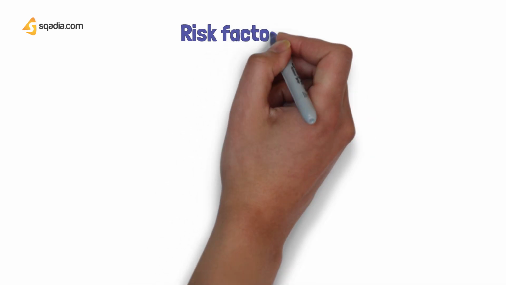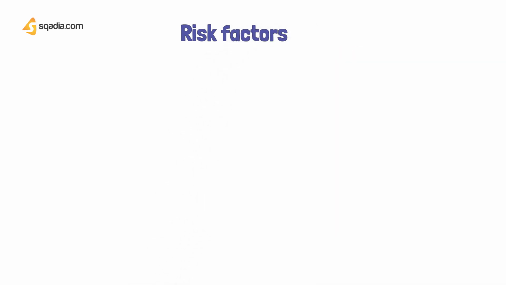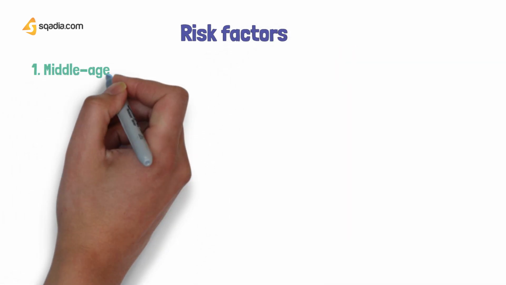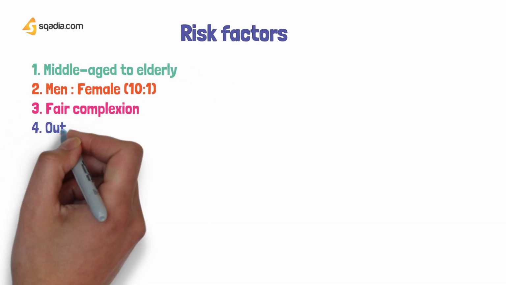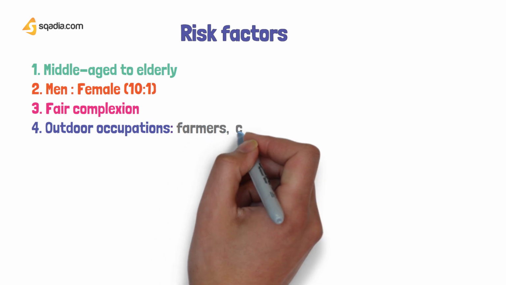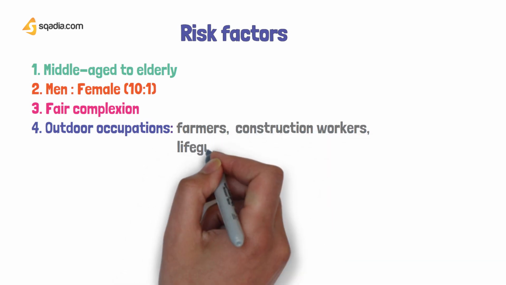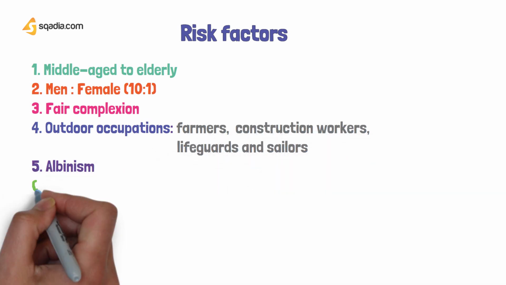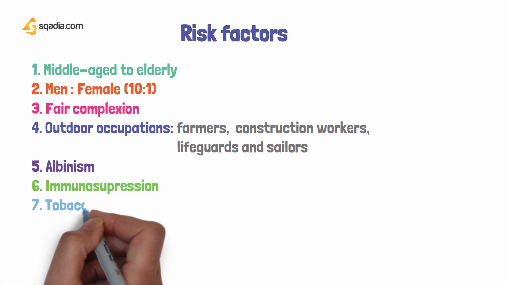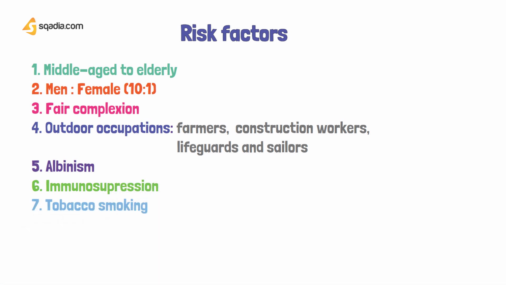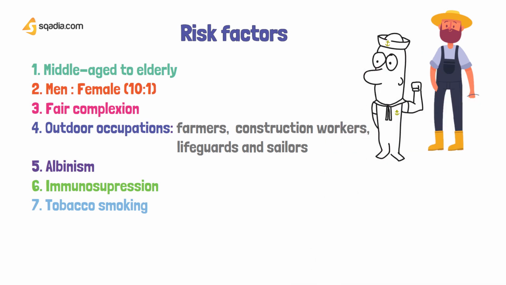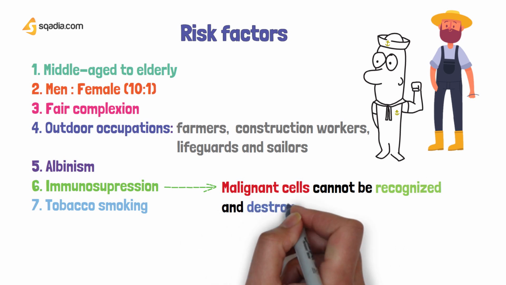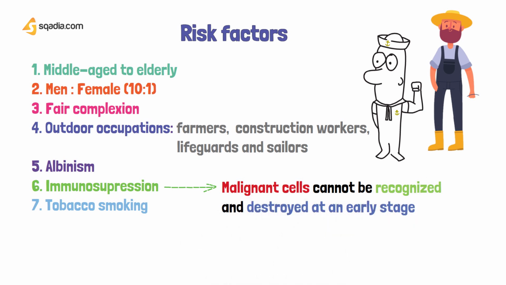Now, when talking about actinic cheilitis, there are some risk factors which contribute to the disease process. Middle-aged to elderly people are most commonly affected. Males are 10 times more affected than females. Fair complexion, outdoor occupations like farmers, construction workers, lifeguards, and sailors. Albinism, immunosuppression, and tobacco smoking. Now, when we talk about immunosuppression, in this, the malignant cells are not recognized and destroyed at an early stage.